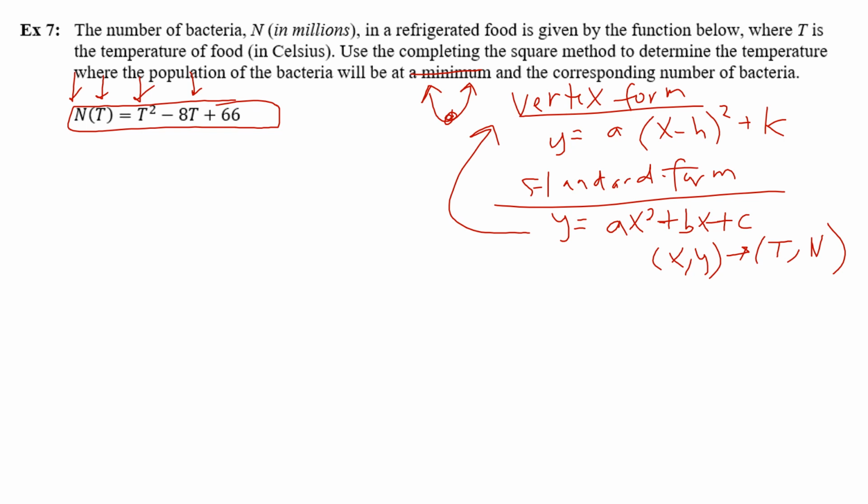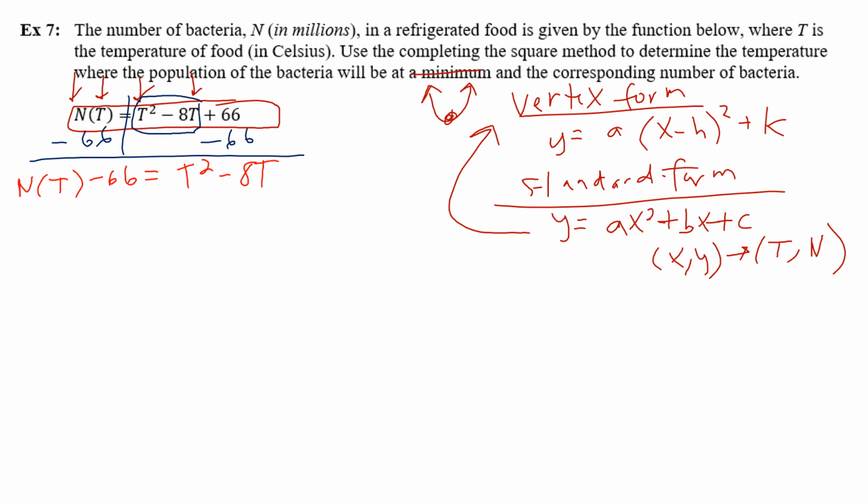Okay, so first step, we're going to have to get everything with t by itself on one side. So we'll leave that here, but we need to get rid of the 66. It's positive, so to undo that we subtract 66 on both sides. On my left, we have n of t minus 66, because we couldn't combine them. They're not like terms. And on the right side, we're just left with t squared minus 8t.